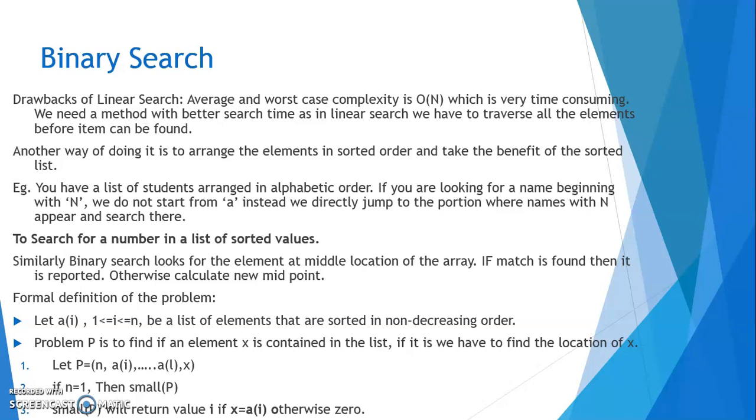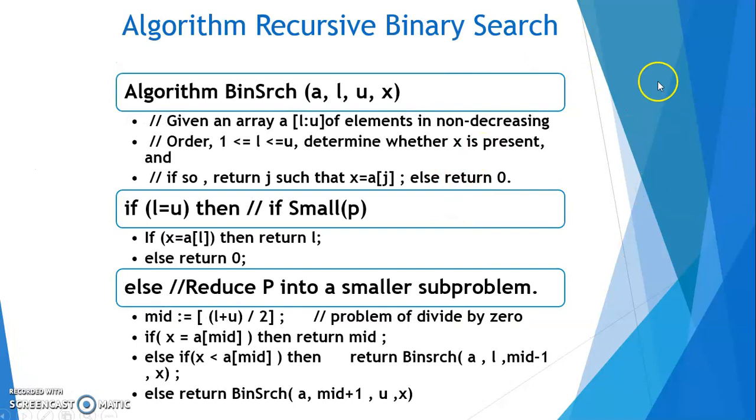Otherwise, if this mid is larger than the item that we are looking for, then we will look in the lower part. And if mid is smaller than the item that we are looking for, then we will look in the upper part. So the same thing is done in this algorithm. Now this is a recursive binary search algorithm. Recursion you already understand. If you don't understand what recursion is, you can look at the video in which recursion is discussed on this very channel.